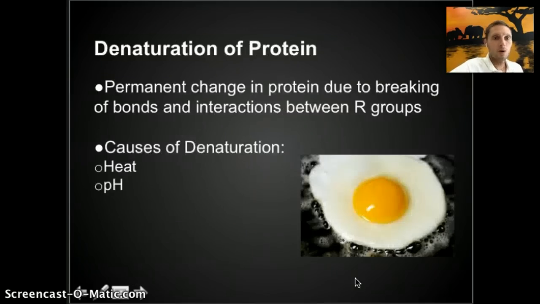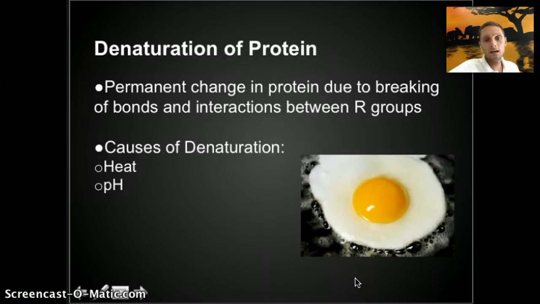In some situations, proteins can be denatured or broken down. A protein being denatured is a permanent change in the protein due to breaking of bonds and interactions between the R groups, the portion of the protein that can be variable. Some causes of a protein being denatured are heat or pH. What happens when heat is applied is it causes vibrations within the molecule that can break the intermolecular bonds or interactions that help to hold it together. Proteins have different heat tolerance, so it will take more heat, or sometimes less heat, depending on the protein.